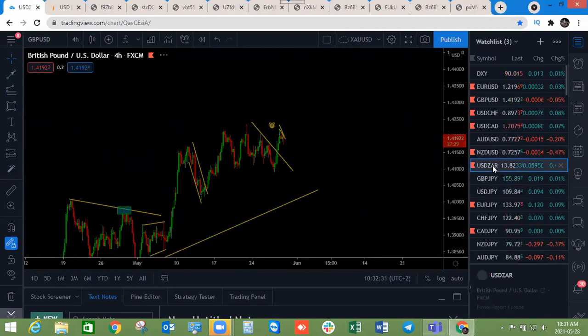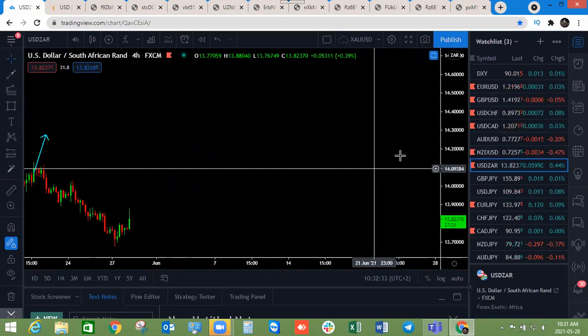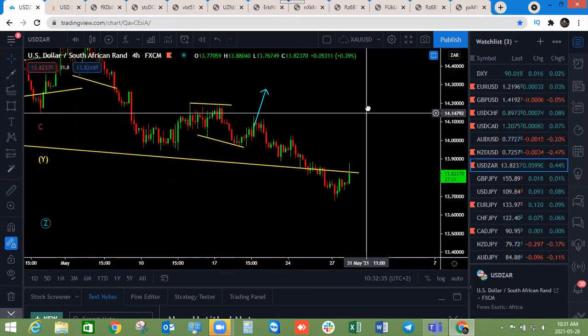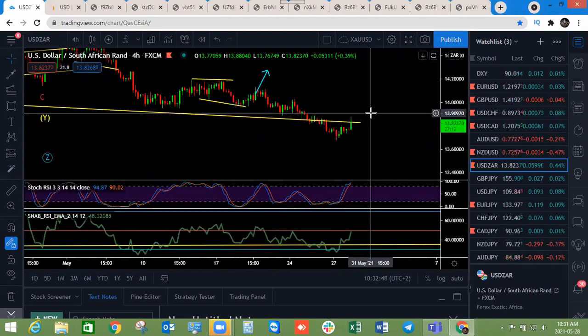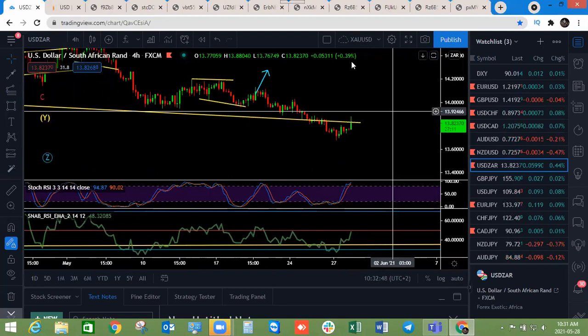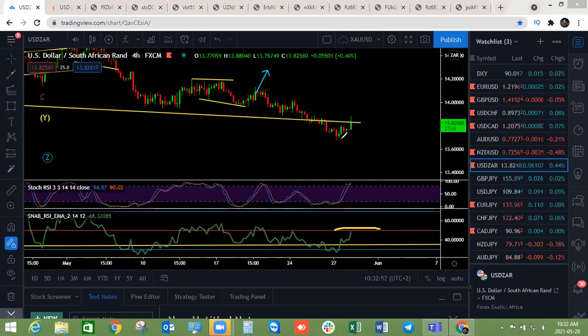New Zealand, we've done. US dollar ZAR is similar to US dollar CAD. It has made a three-wave bounce here. US dollar ZAR, that looks like we're still going to have one more down here before we push to the upside. Let's have a look here. 4 hour is still well below 50, but we'll see how this goes.